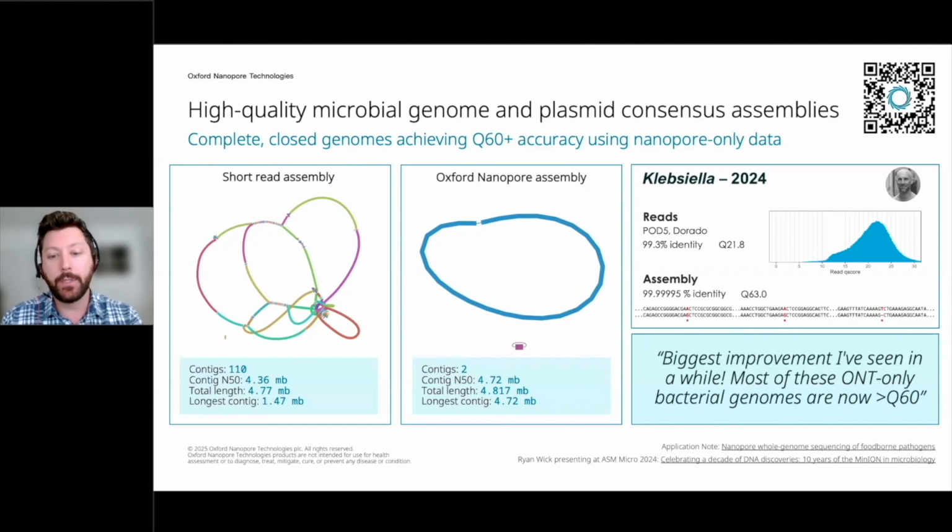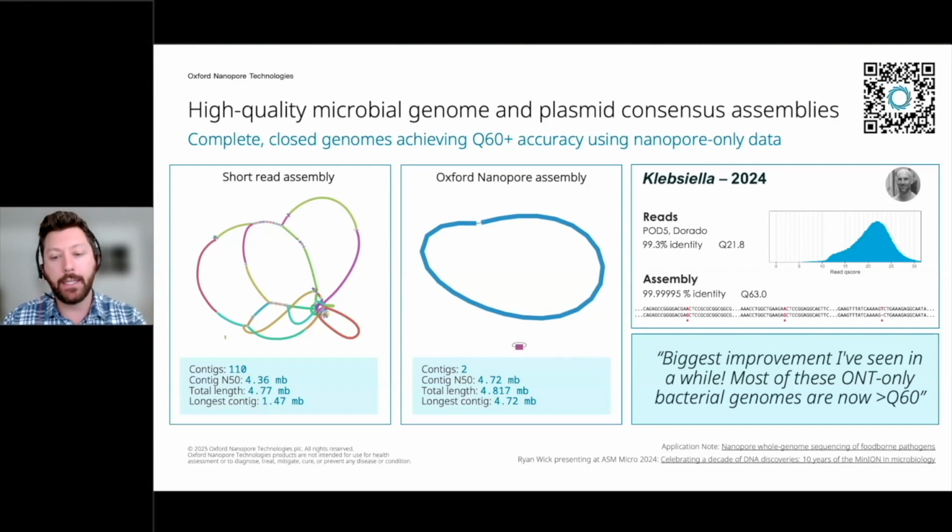In the center, however, we see the result of an Oxford Nanopore only assembly. So just two contigs, one for the closed bacterial genome and one for that plasmid. And that's the power of long, accurate reads. So this enables complete genomes and it provides the full picture.